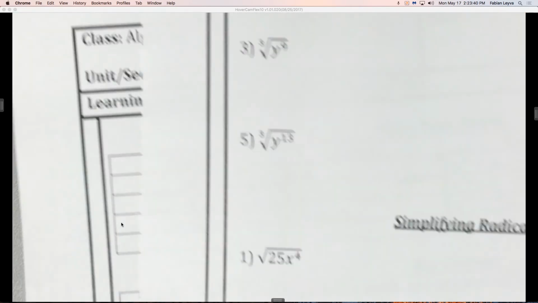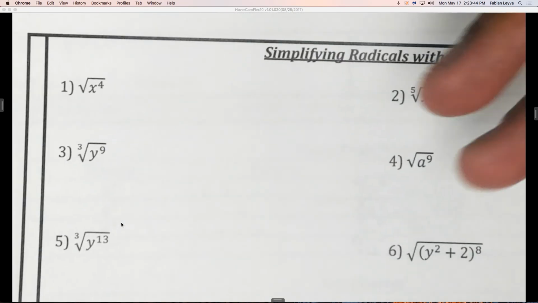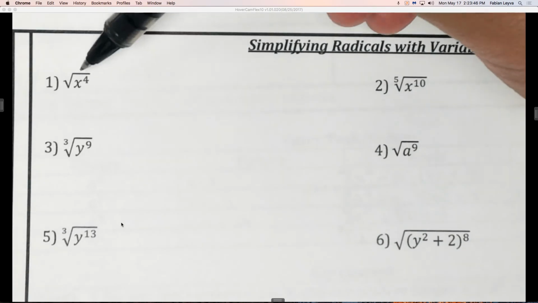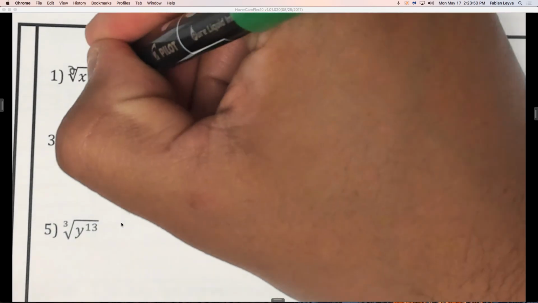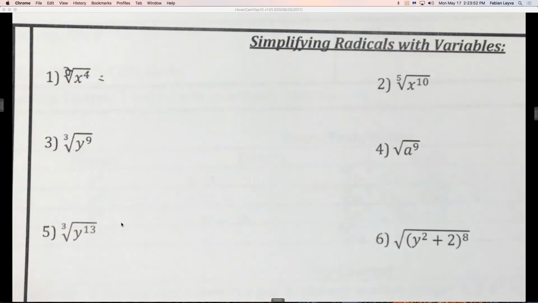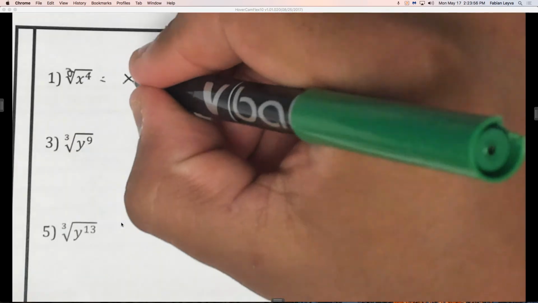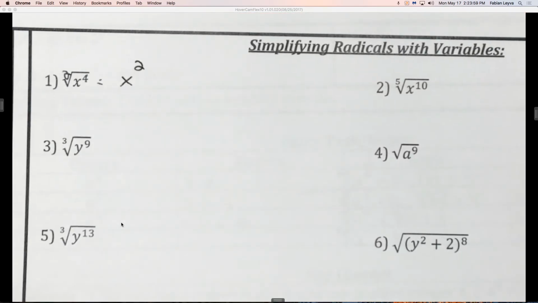Now, why in the world did I spend so much time doing that? Because, again, we're going to start doing variables. If I tell you to find the square root of x to the 4, I'm asking you to find the second root. How many times does 2 go into 4? Twice. So this just simplifies to x squared. That's it.